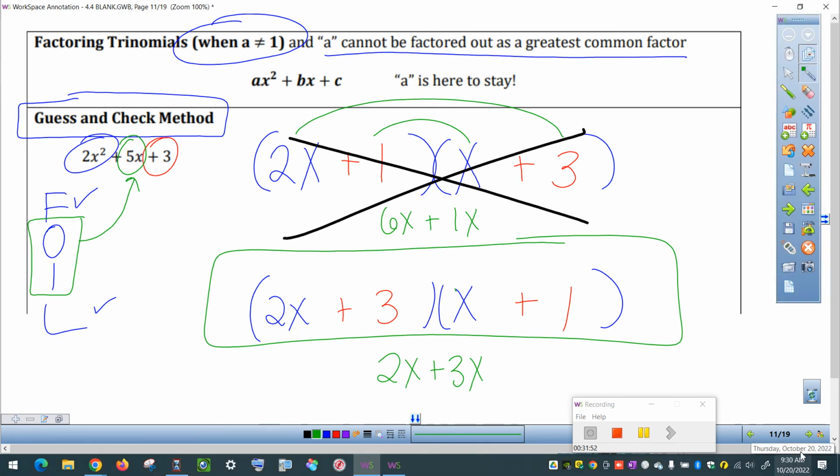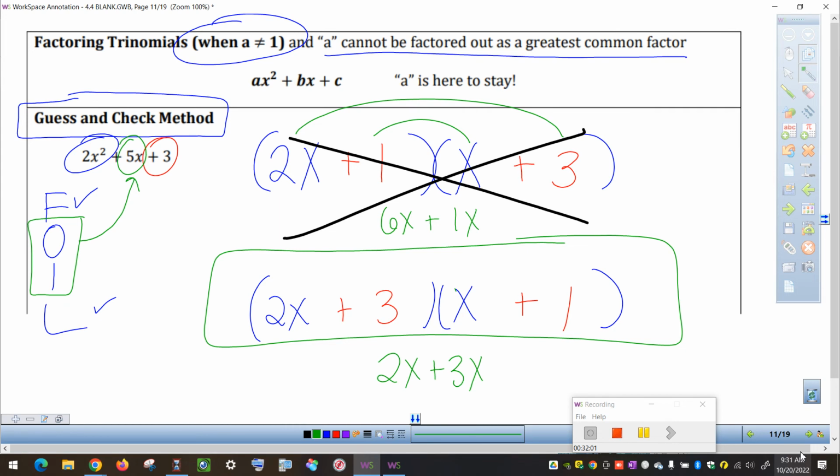Sometimes the guess and check is too hard, or it is so much work based on the size of the numbers, based on how many possibilities there are. Like this one was not bad. We only had 2 options to check. But there are other situations where you might have to test 6 options. You might have to test 8 options.